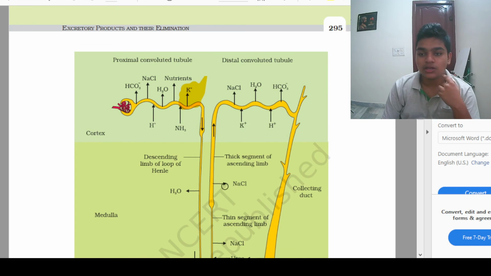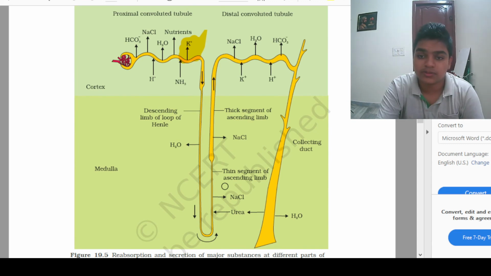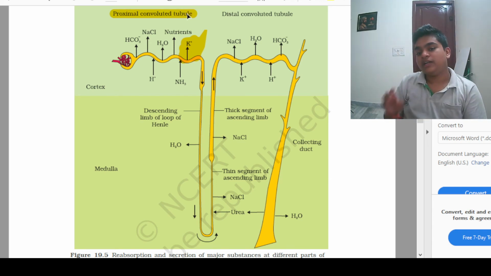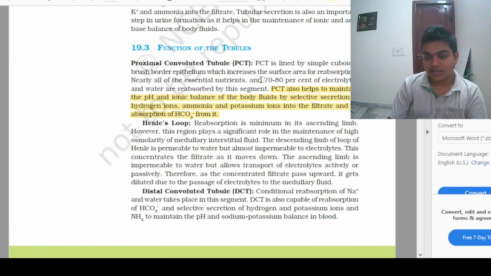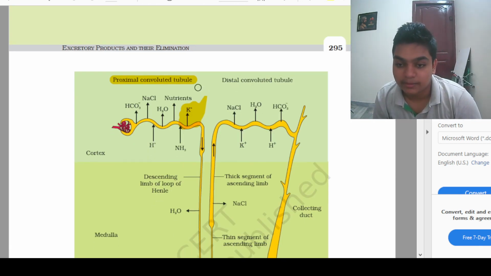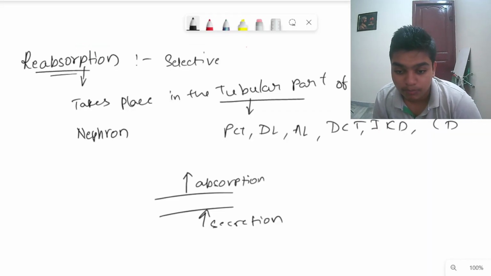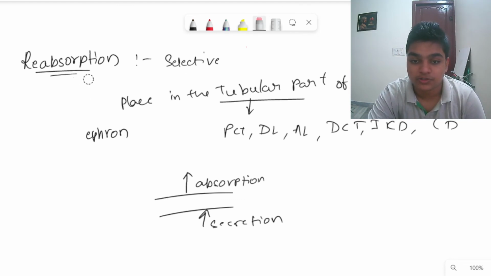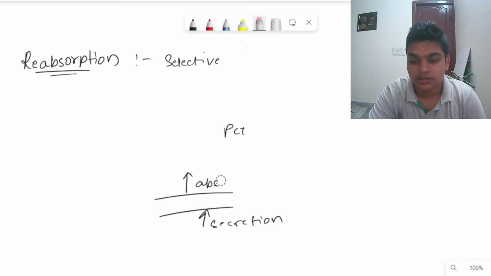Let us talk about the materials which are selectively reabsorbed in the PCT, the proximal convoluted tubule. Nearly 70 to 80% of the filtrate is reabsorbed in the PCT part. There is a line in your NCERT that 70 to 80% of the electrolytes and water are reabsorbed in this segment. Now let us come back to our whiteboard. In the PCT part of your nephron, reabsorption, put it like that.